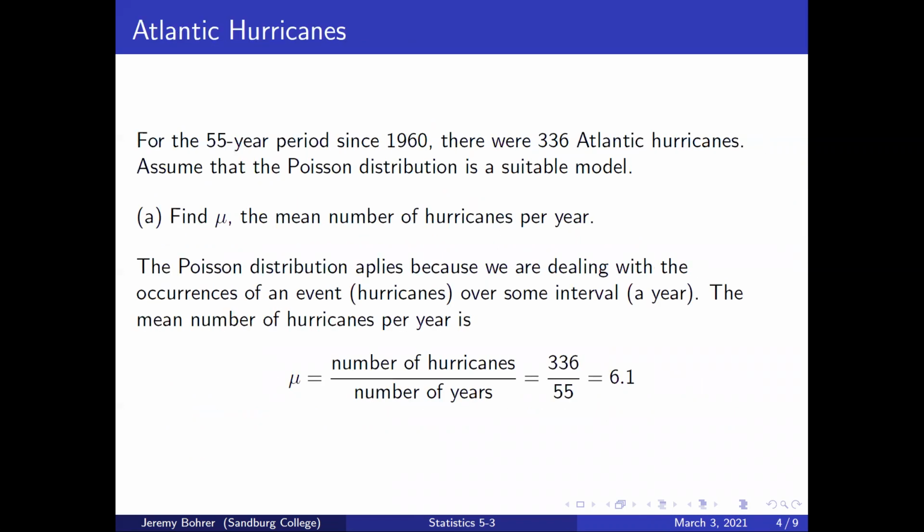For the 55-year period since 1960, there were 336 Atlantic hurricanes. Assume that the Poisson distribution is a suitable model. First, find mu, the mean number of hurricanes per year. The Poisson distribution applies because we are dealing with the occurrences of an event, hurricanes, over some interval, a year. The mean number of hurricanes per year is mu equals the number of hurricanes divided by the number of years, which is 336 over 55, which is 6.1.